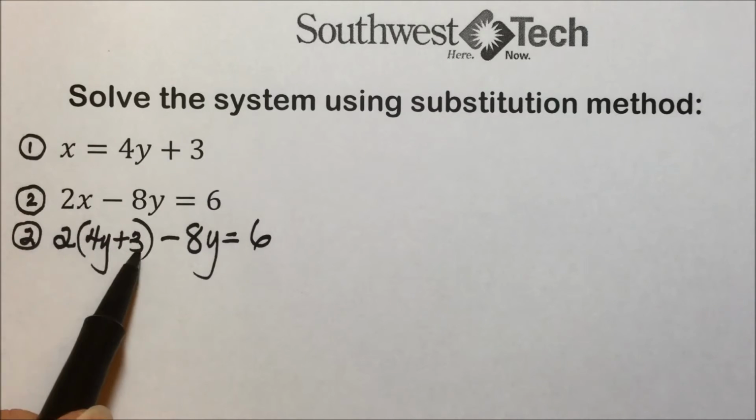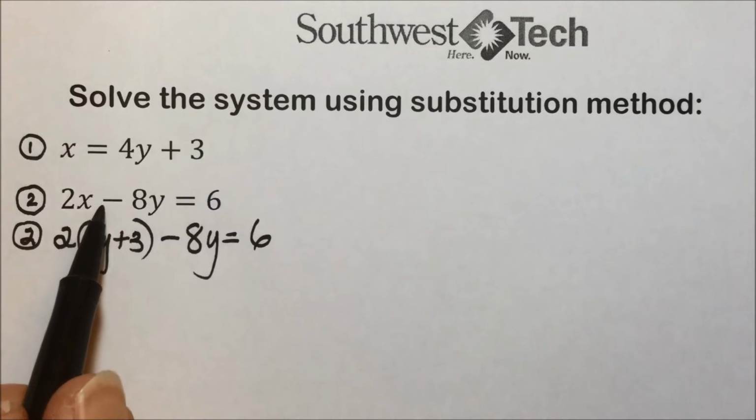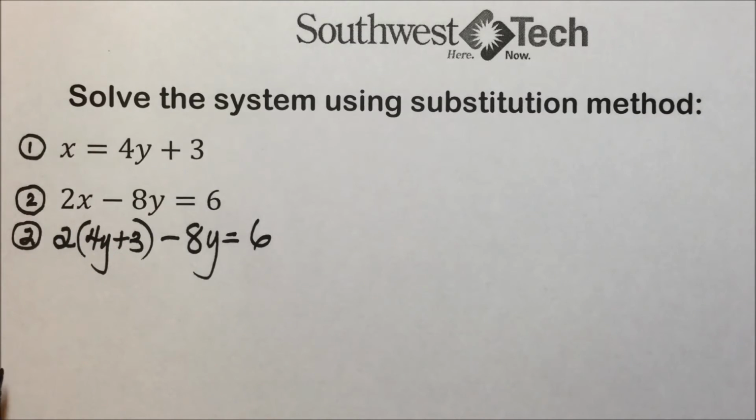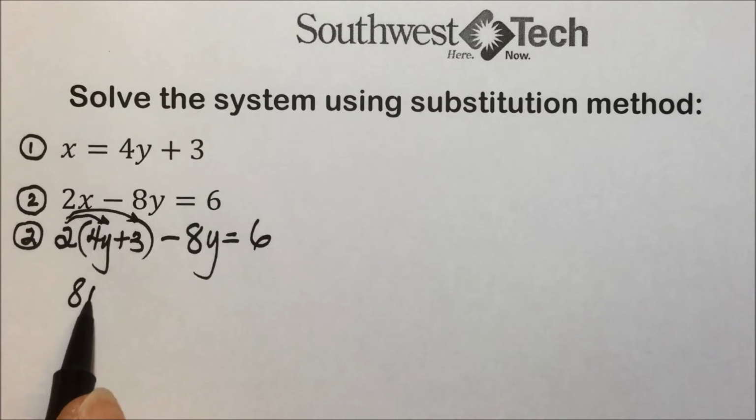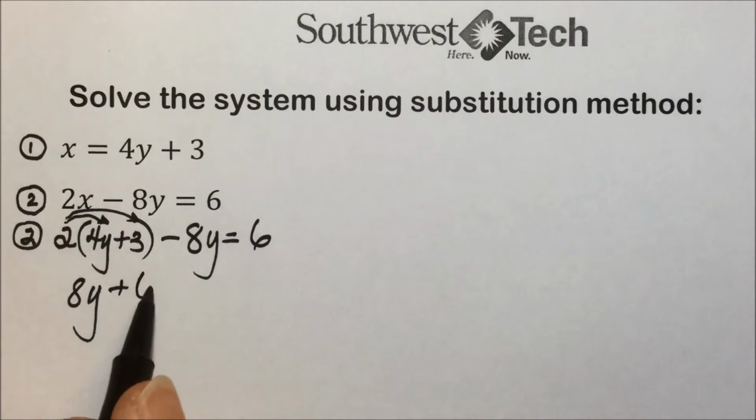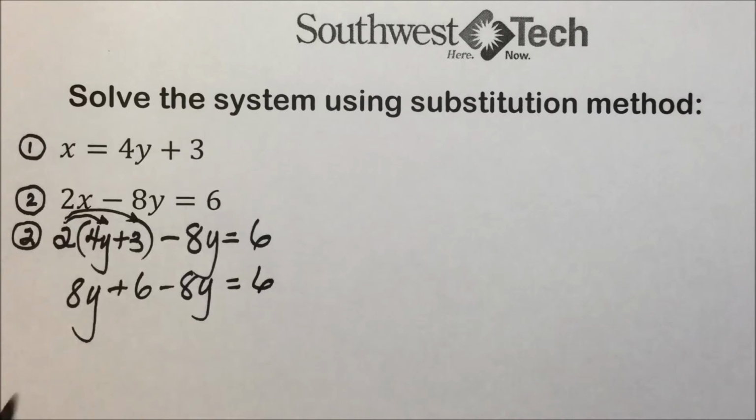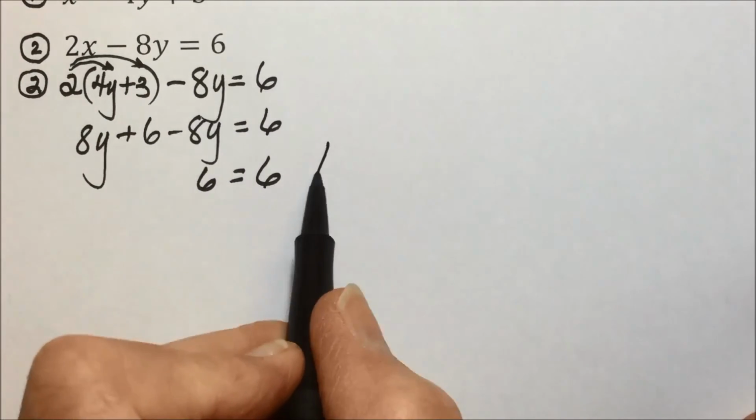So it's 2 times x, and the value we got for x is from the first equation, minus 8y equals 6. We now have one equation with one variable that allows us to go forward and solve. First, though, we need to use our distributive method. 2 times 4y is 8y, 2 times 3 is 6, minus 8y is equal to 6. Simplifying, when we combine our like terms, the variables are canceling out here as well. They're additive inverses. 8y minus 8y leaves no y, but we have 6 equal to 6. This is an identity.